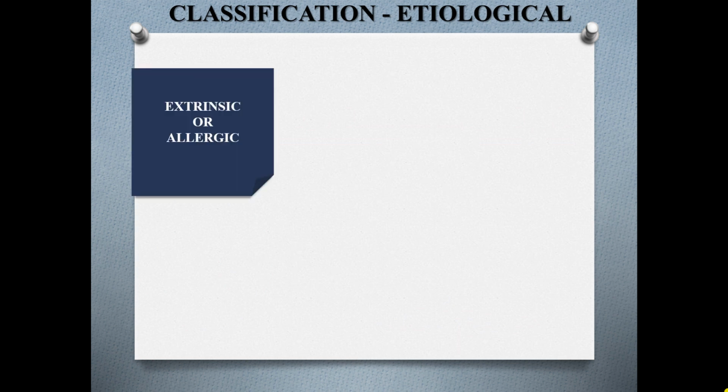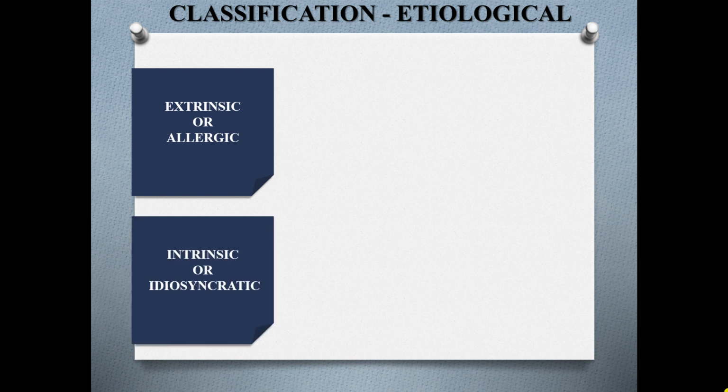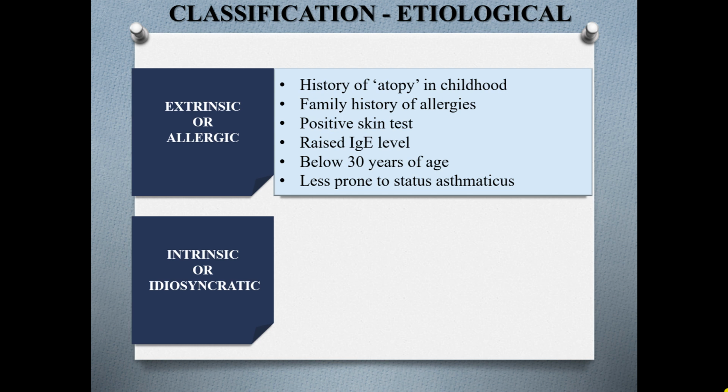Now we see the classification which is based on the etiology. Asthma is divided into two categories. One is extrinsic or allergic asthma and the other is intrinsic or idiosyncratic asthma. In allergic asthma, usually there is history of atopy in childhood, family history of allergies is present, there is a positive skin allergy test. If you do the IgE level examination of the patient, there will be raised IgE level.